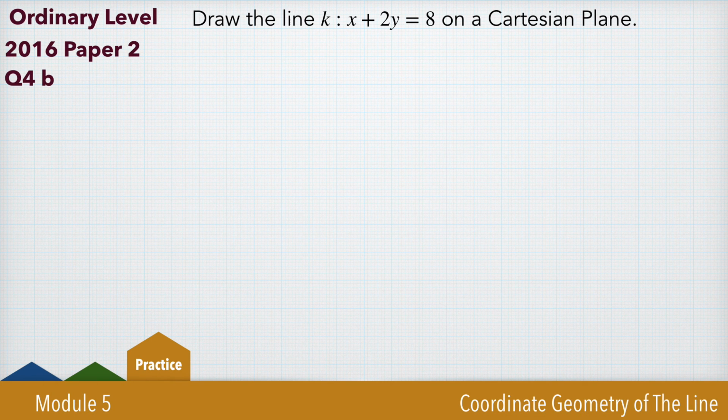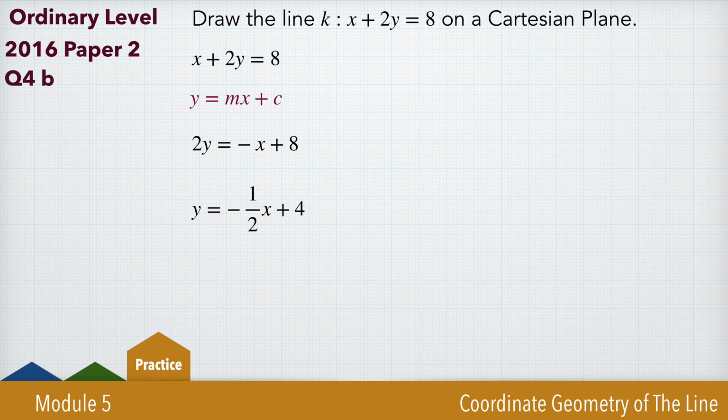In this question, we need to draw the line K on a Cartesian plane. We will start by rearranging the equation into function form. The coefficient of the y term must be 1, so we will divide each term by 2. From this format, we know that the slope is -1/2 and that the y-intercept is 4.